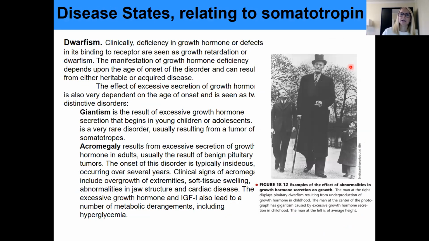So what are the diseases associated with low and high levels of growth hormone? First one is dwarfism. It's a deficiency in growth hormone or defects in its binding to the receptor, seen as growth retardation or dwarfism. The manifestation of growth hormone deficiency depends upon the age of onset of the disorder and can result from either heritable or acquired disease.